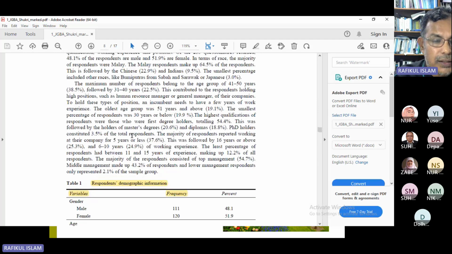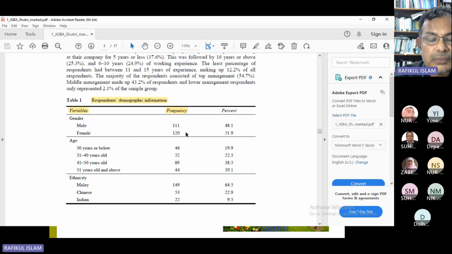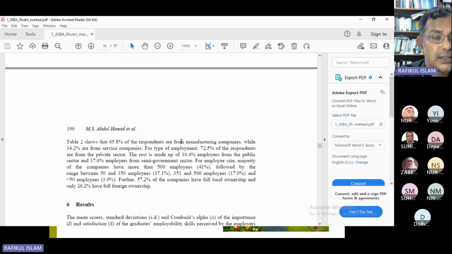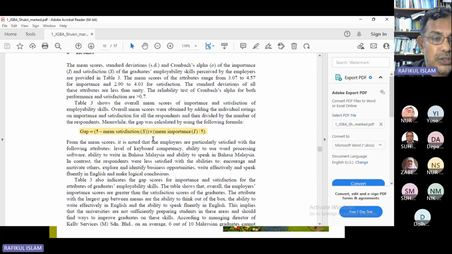So he collected data from 231 employers. They are not the customer, they are employers. 231 employers, male, female. This is the demographic statistics. Then page 11, this is the gap, how we measure the gap.